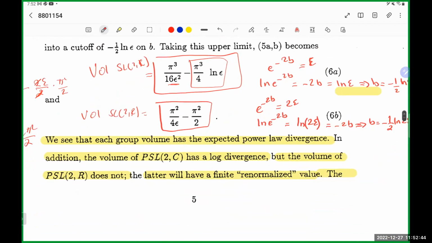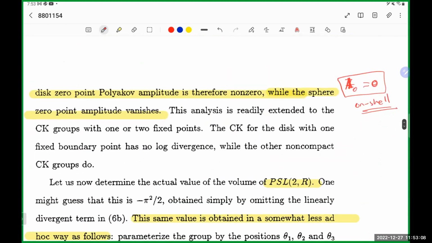Now, according to Polchinski, this is a power law divergence. If we forget about the power law divergence, then the volume of the disk, the SL(2,R), is minus pi squared over 2. That's a finite renormalized value. Whereas the sphere, because of the log, it vanishes. And this value minus pi squared over 2 has been checked in recent papers.